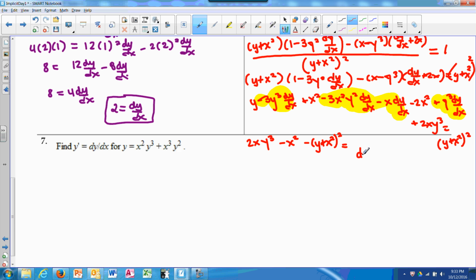Now when I move all the dy terms over, I'm going to go ahead and factor that out. This becomes a positive 3y cubed, a positive 3x squared y squared, a positive x, and then another positive 3y cubed when it moves over becomes negative. So I really could have done that as a 2 right here. So we'll fix that.